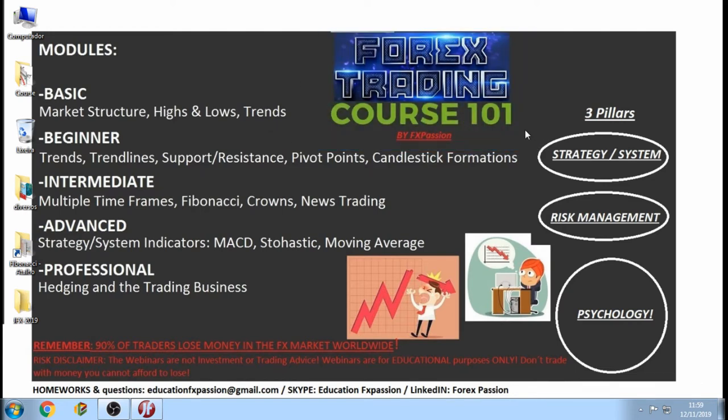Remember the three pillars. We are trying to build and understand a strategy and/or a system. Then we're trying to understand how risk management works inside the system, inside the strategy. And we are trying to understand the big one, the psychology part, also inside our strategy and inside our system.